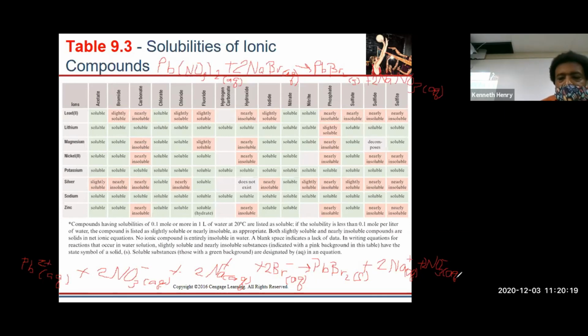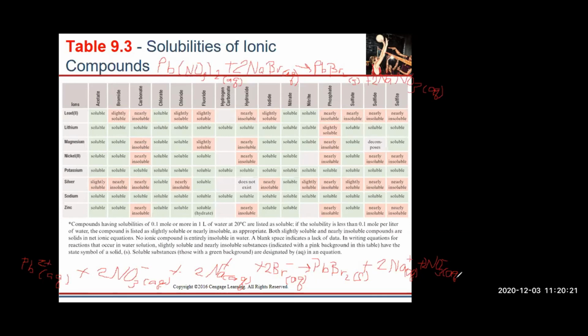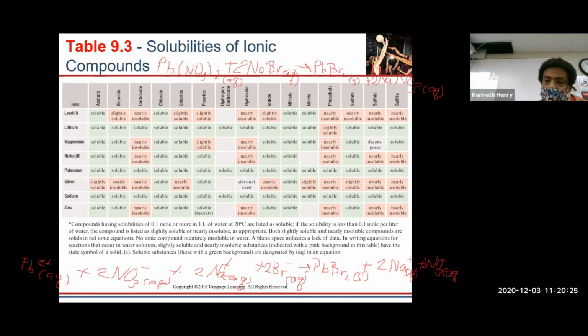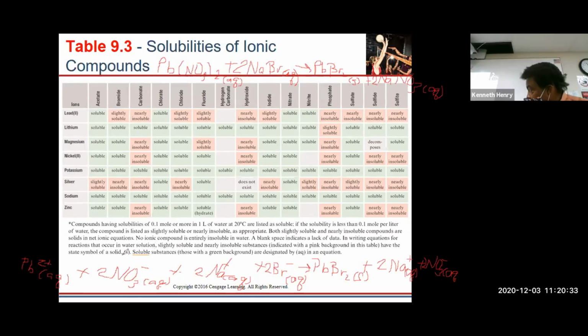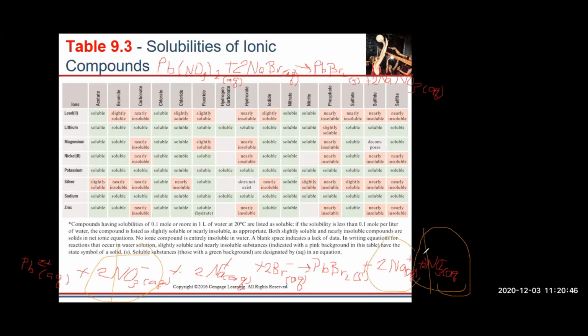So for the net ionic, we need to take out the spectators. Who are our spectators? The NO3 minus and the 2Na plus. So we have NO3 minus right here. Get rid of that. And the Na plus. Yeah, there we go.